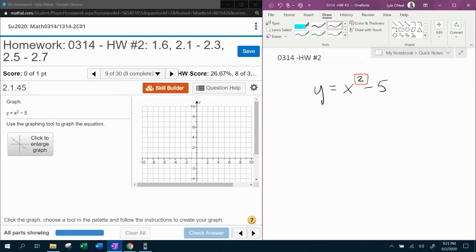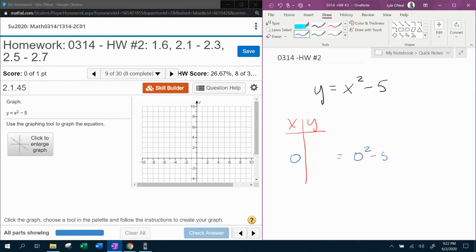We're going to use a table of values. So we need an XY table. And in order to do the least amount of work to get the right answer, we want to start with a number that makes the squared part 0. And so that would mean that we need to start with x is 0. That's our first x to pick. Let's plug that in and see what we get.